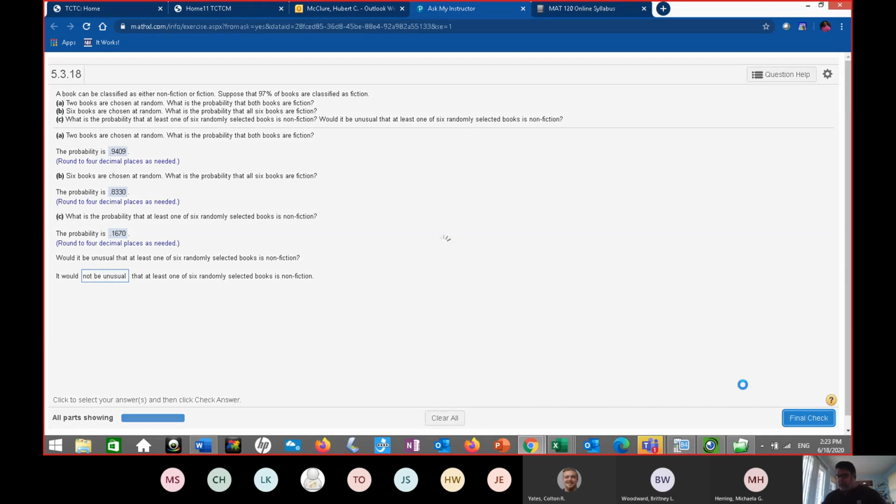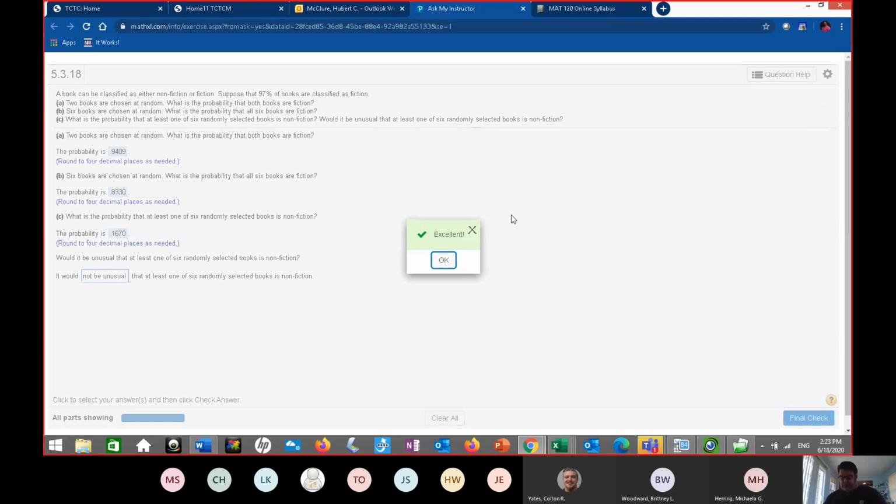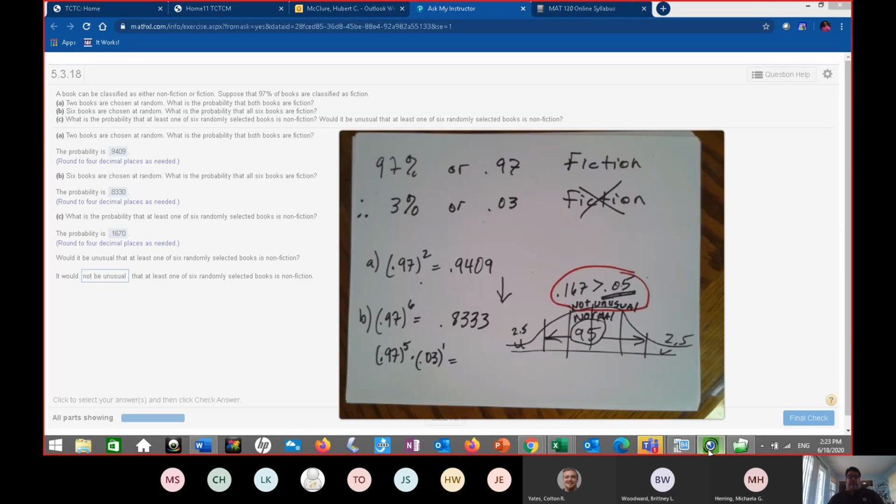Now, is that a rule that you need to remember in the future? If your number comes out to be greater than 0.05, then that means what? If your number comes out to be greater than 0.05, then that means not unusual or normal.